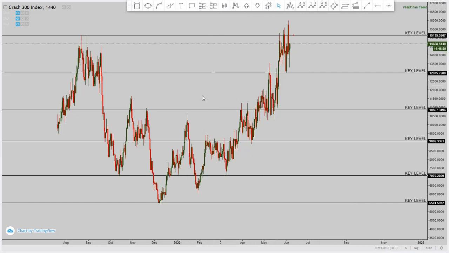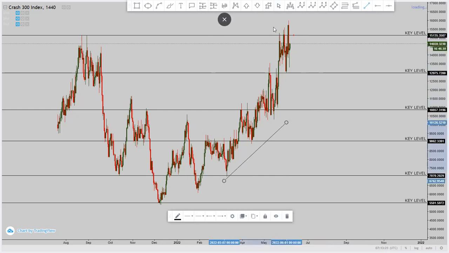That's why I'm saying that on Crash 300, I have a very, very long-term bias, whereby if price breaks certain zones, I expect price to crash all the way for a very long time, if it breaks certain areas that I'm going to mark out here on the chart.